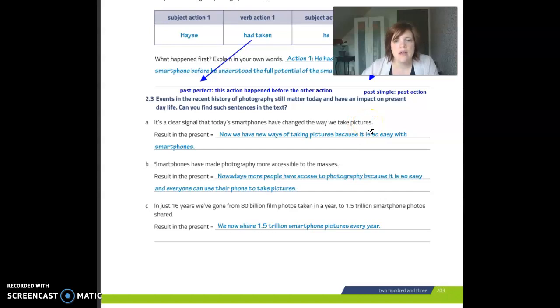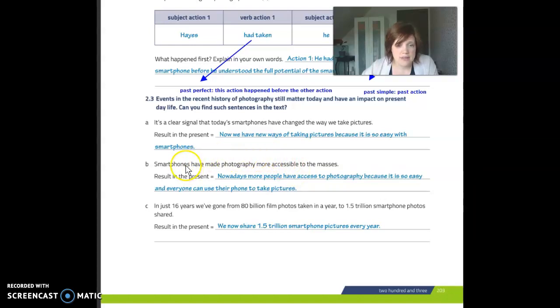In other words, we have an action in the past that has a clear result in the present. The action in the past is, of course, the invention of smartphones. The result in the present is that now we have a new way of taking pictures because it is so easy with our smartphones. Let's have a look at the second sentence. Smartphones have made photography more accessible.